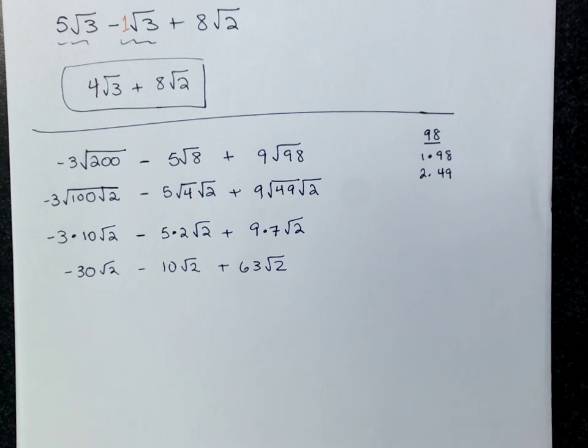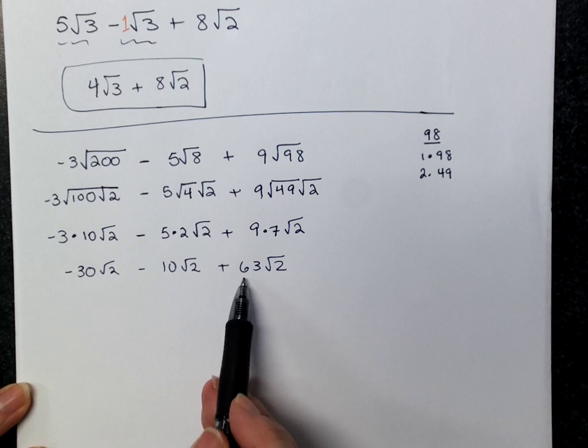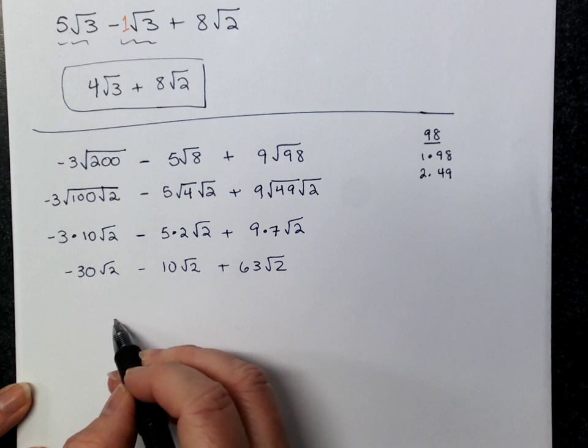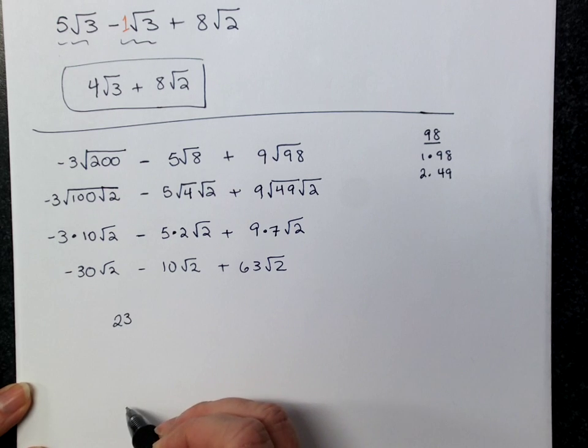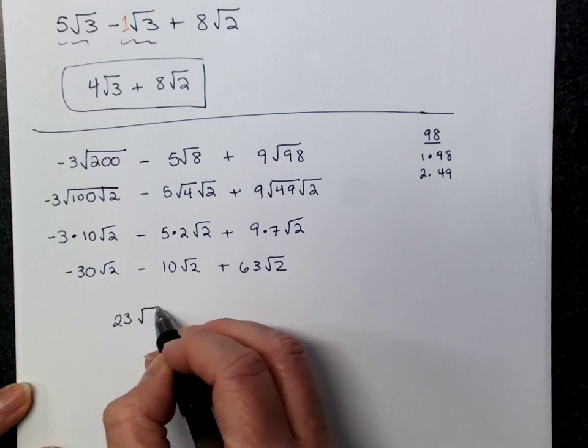I've got 3 terms here. Are any of them like radical terms? All of them. So you're going to be able to turn 3 terms into 1. You just have to combine your coefficients. Negative 30 minus 10 plus 63. Negative 40 plus 63. Square root 2.